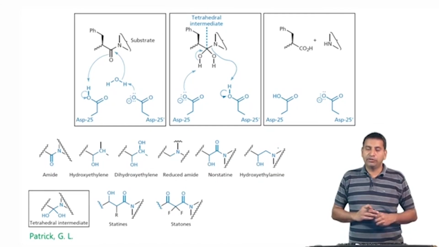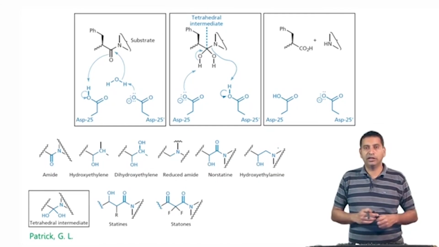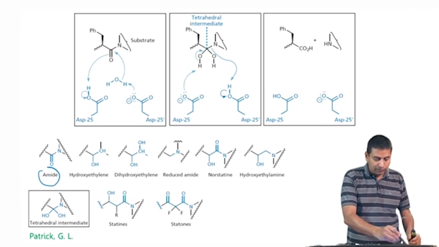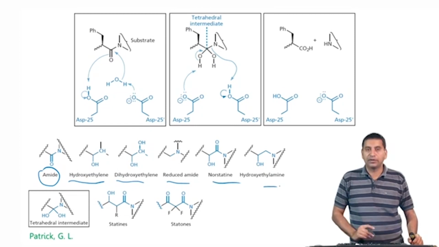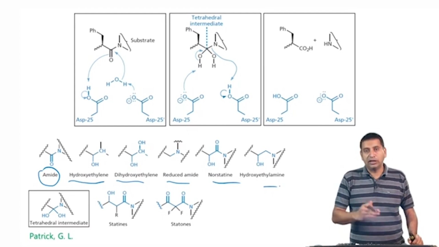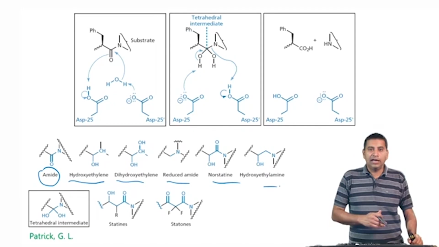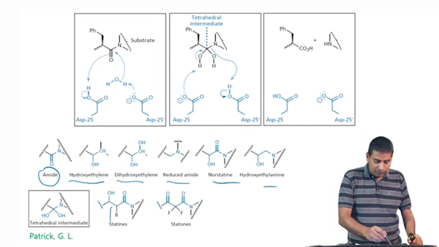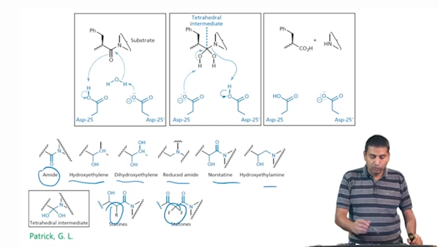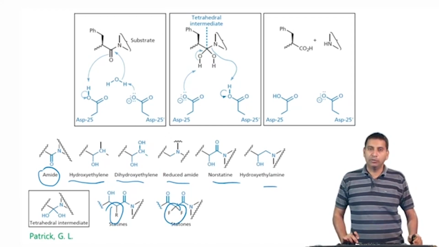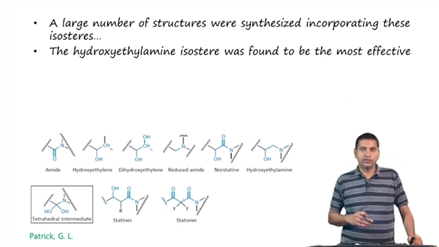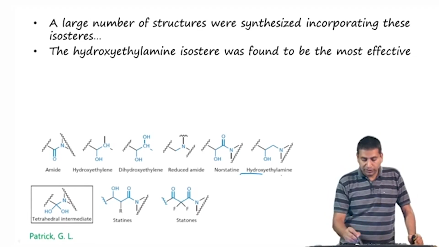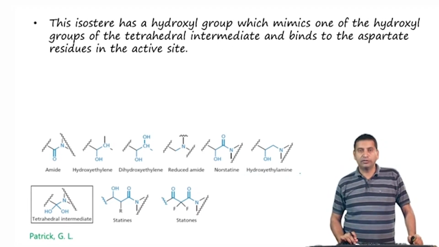So, based on the chemistry that had already been developed from renin inhibitors, there are a number of inhibitors that one could propose, which have various functional groups like dihydroxyethylene, hydroxyethylene, reduced amide, hydroxyethylamine, and so on and so forth. And of course, we could also use statins and statones as potential inhibitors. A large number of these structures were synthesized which incorporated these isosteres, and the hydroxyethylamine was found to be the most effective.